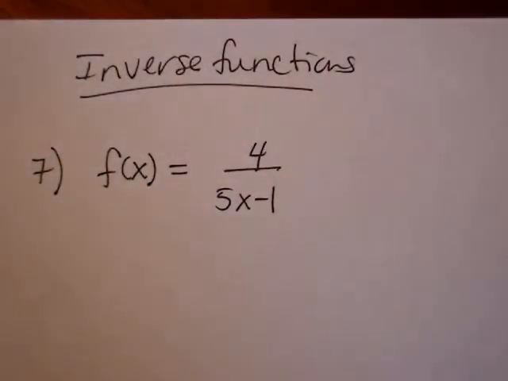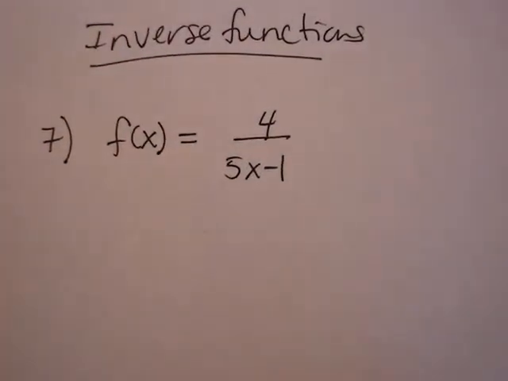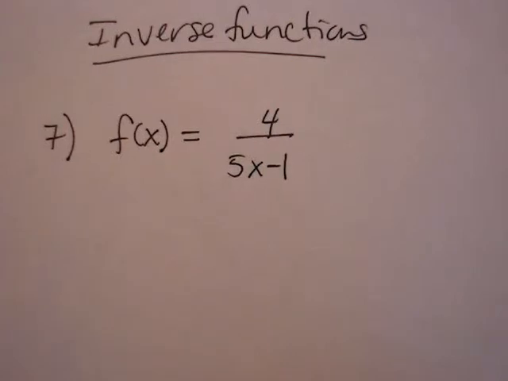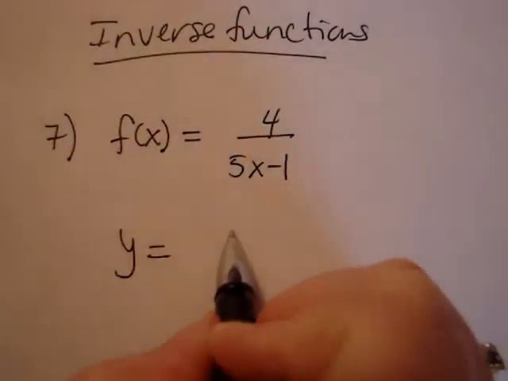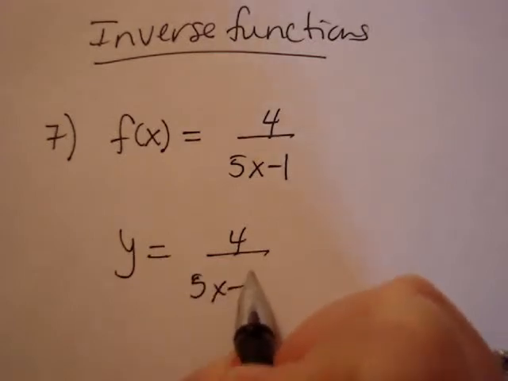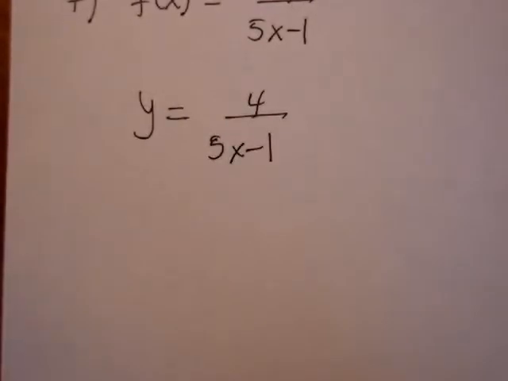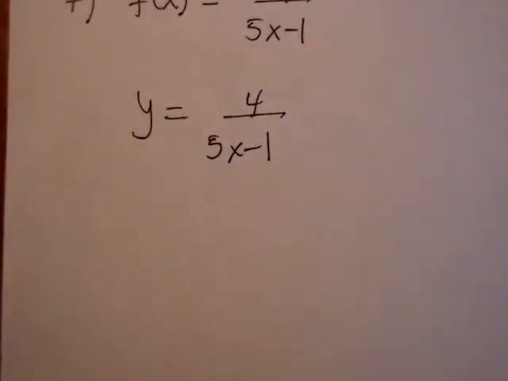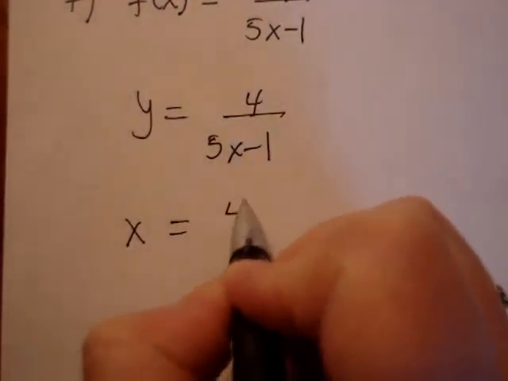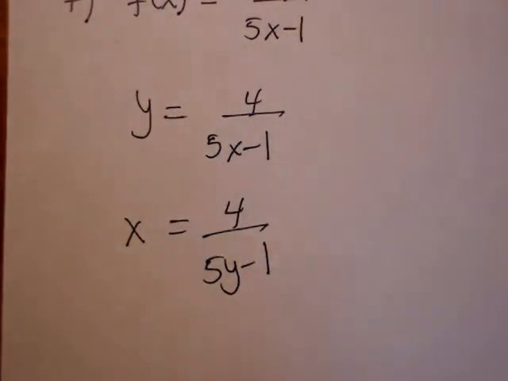These are the steps I told you about in class, so get out your notes and write them down. First step was take out the f of x and put in y. Y is equal to 4 over 5x minus 1. The second step was everywhere you see an x, put a y instead, and everywhere you see a y, put an x instead. Remember, that's one of the ways we think about inverse functions. They take your x, y values and flip them around. They swap the x's and y's, so every ordered pair is reversed. So x is equal to 4 over 5y minus 1.